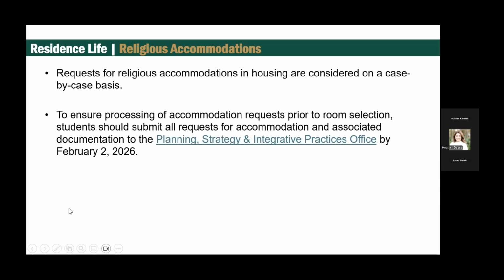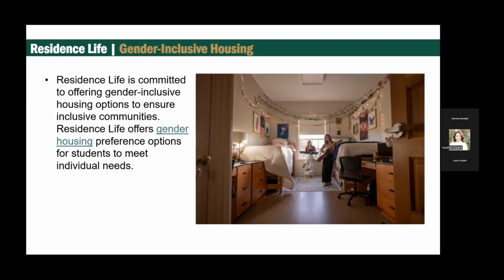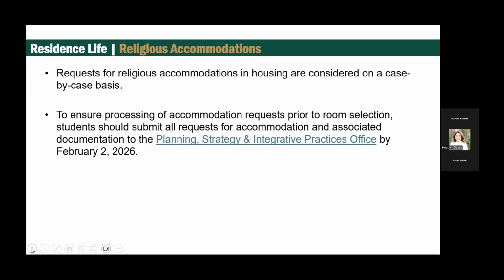For religious accommodations, requests are considered on a case-by-case basis, and those requests should be submitted with associated documentation to the Planning, Strategy, and Integrative Practices Office by February 2nd of 2026. You can access that link from our timeline on the Residence Life website for room selection. I also want to note that if a student has a religious accommodation, it's based on space and availability at that time. So just keep that in mind as you go through the room selection process.